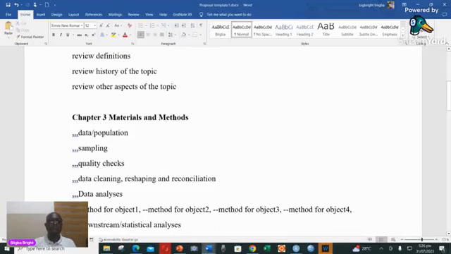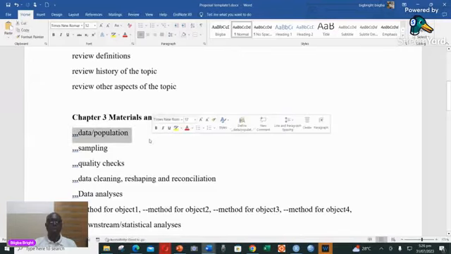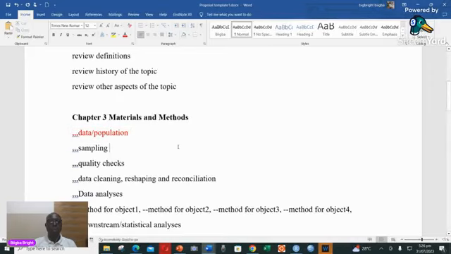Now from there, you come to your chapter 3, and that's where you have your materials and methods. Where I am, we often start with the data. How do you obtain the data? Where are you getting the data from? So you have to talk about the data. In some places they will say population, so you have to talk about your population, or you talk about your data.